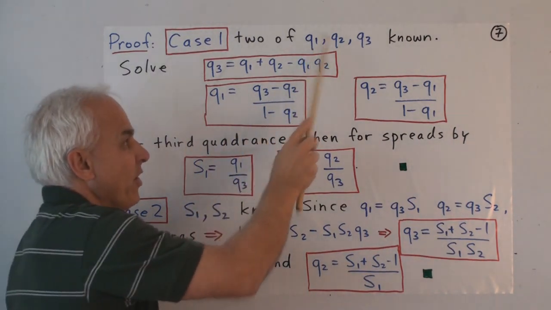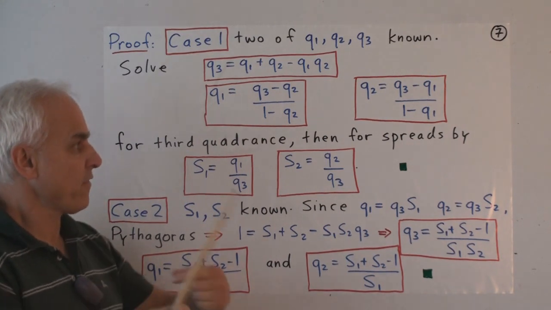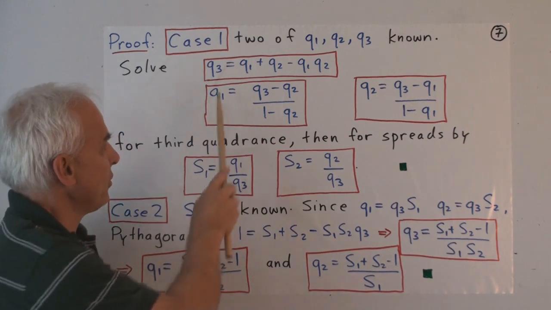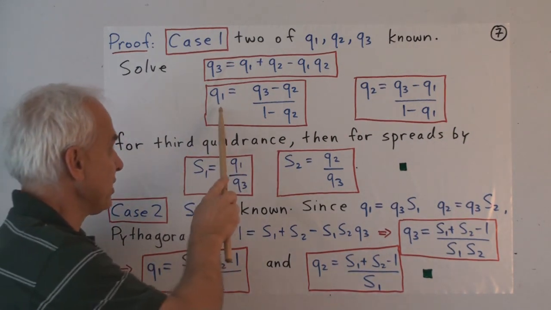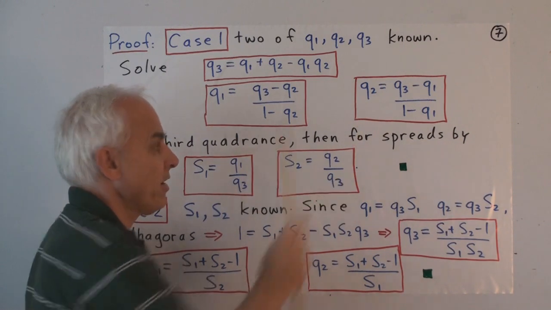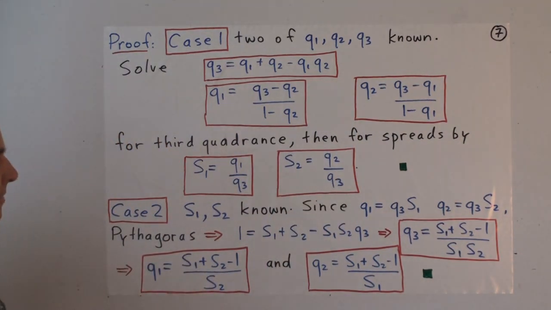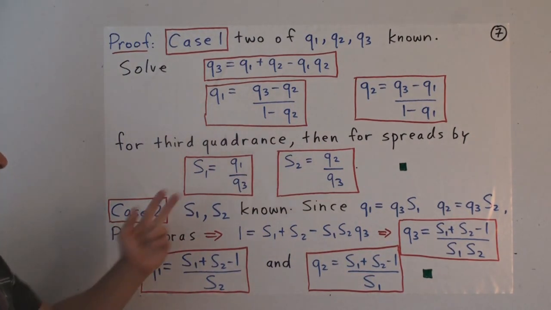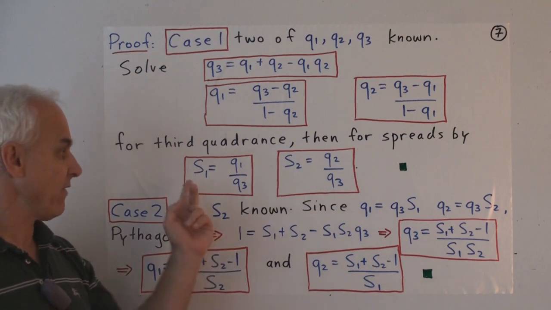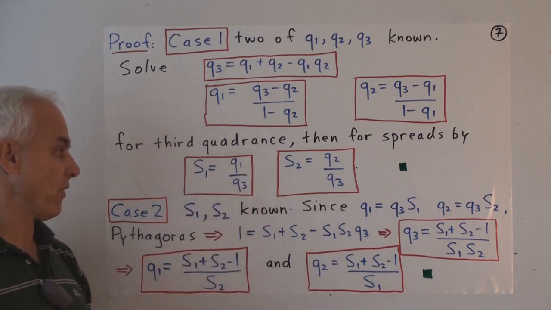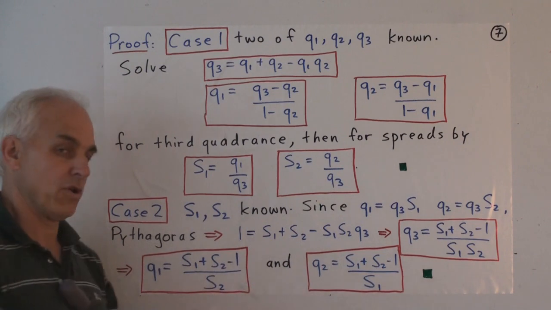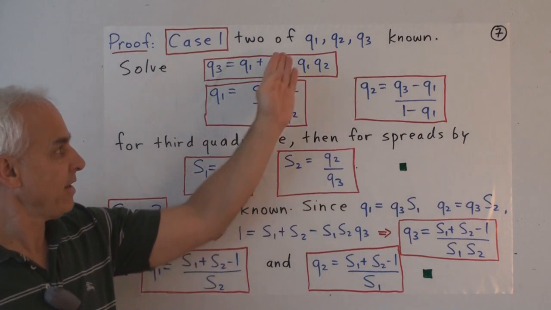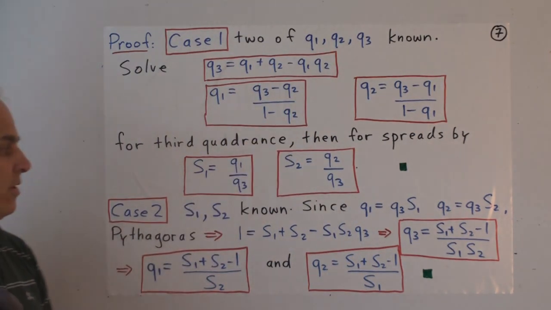So if any two of these are known, we can solve for the third one by one of these equations. We'll use this one if we need to find Q3. We'll use this one if we need to find Q1. We'll use this one if we need to find Q2. So after we've done that, now we have all three quadrances. Well, then immediately Thales' two rules give us the two spreads. S1 is Q1 over Q3. S2 is Q2 over Q3. So we're finished with case 1 if we start with two quadrances known.